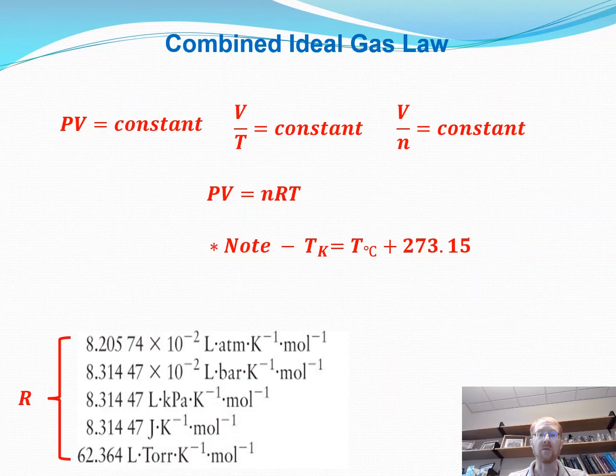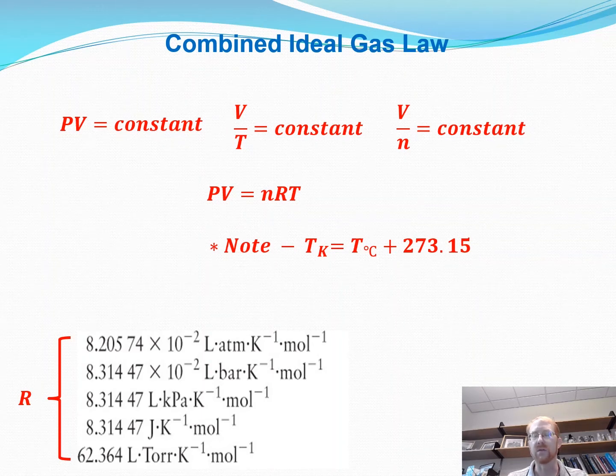Now, R value has a lot of different possible numbers associated with it, and almost all of these are just different because of the pressure unit. If you look at those, top one we have atmospheres, then we have bars, kilopascals, and at the bottom we have torr. So that R value is just changing because we've done some dimensional analysis to change from one pressure unit to another. The second one from the bottom is in units of joules per Kelvin per mole.